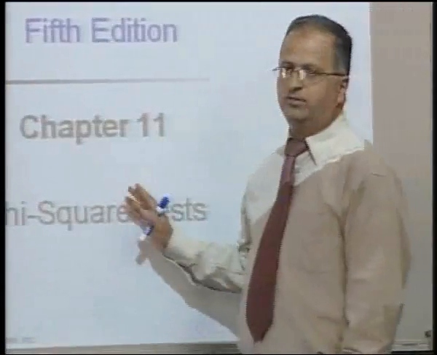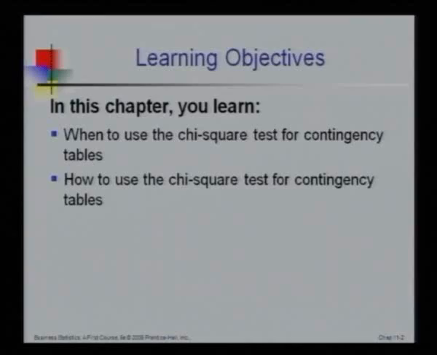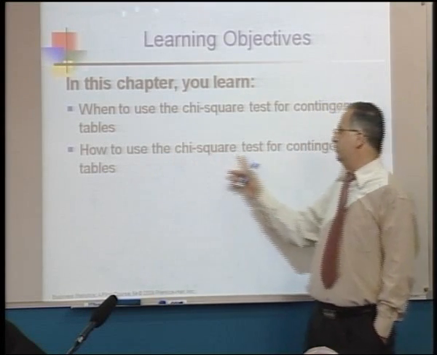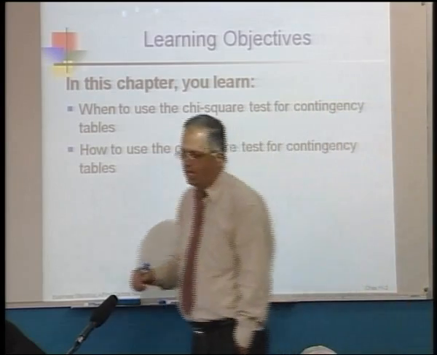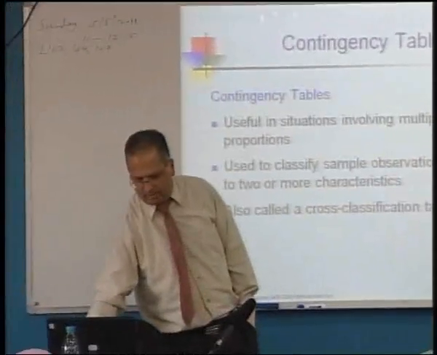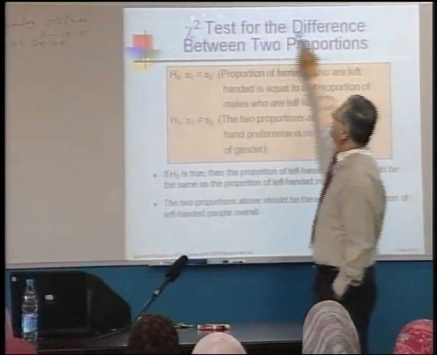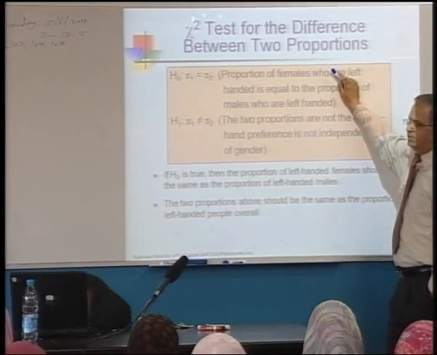Last time we talked about the chi-square test, and we mentioned that there are two objectives in this chapter. The first one is when to use chi-square tests for contingency tables, and the other objective is how to use chi-square tests for contingency tables. And we did one chi-square test for the difference between two proportions.